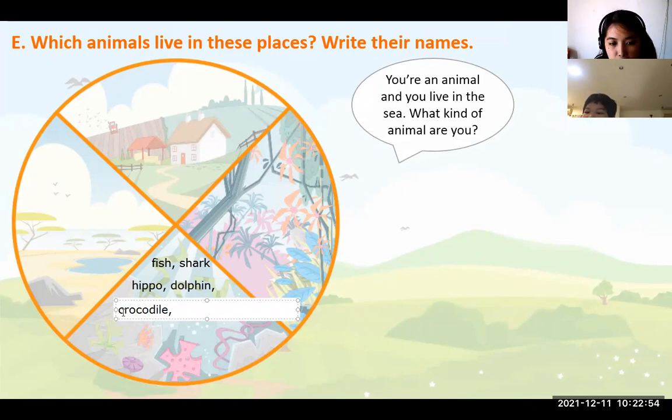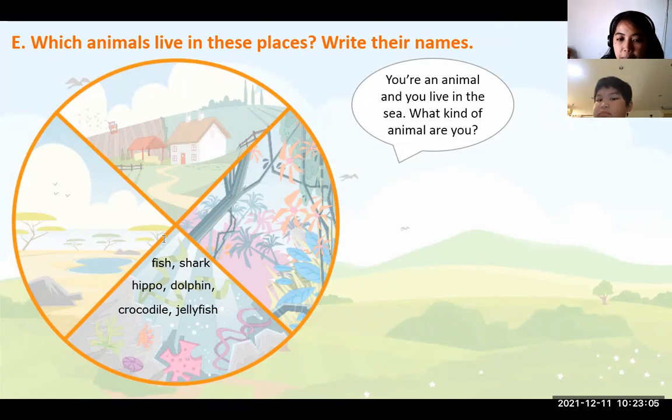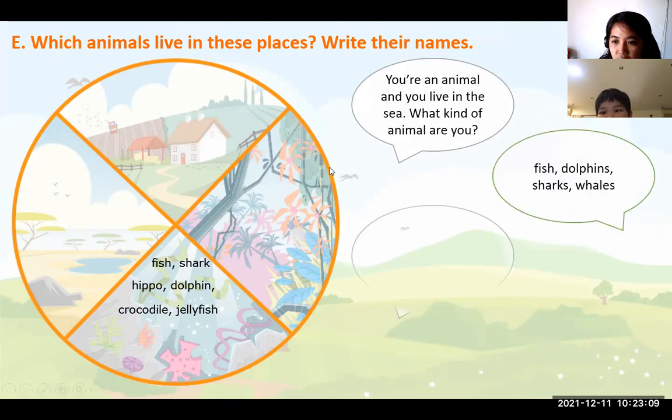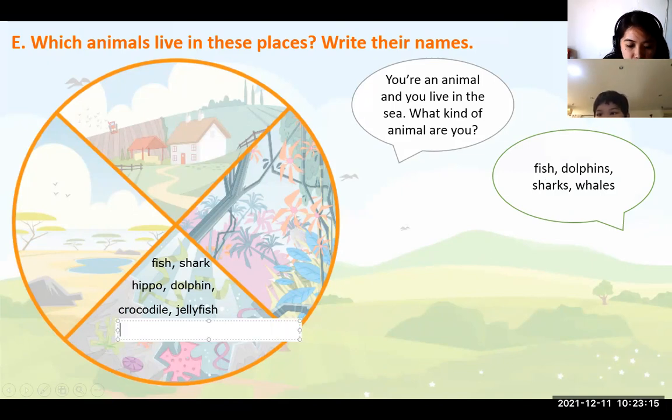Crocodile and jellyfish. Jellyfish. Okay, what else then? Do you still have any other? That's it. Okay, very good. So we have fish, shark, hippo, dolphin, crocodile, and jellyfish. Okay, so now we have this one, fish, dolphin, sharks, and whales. So we're going to put whales here.